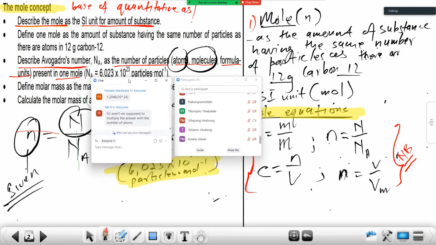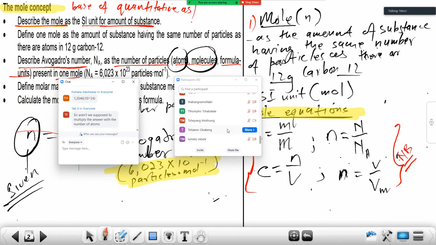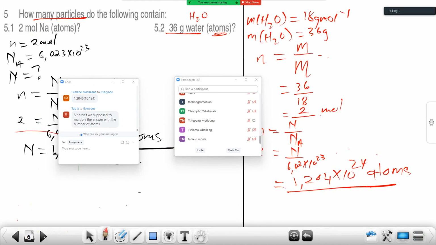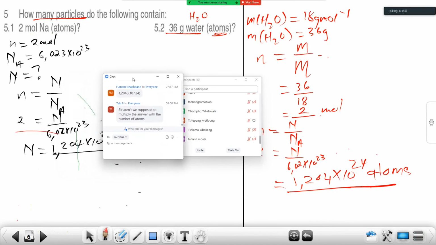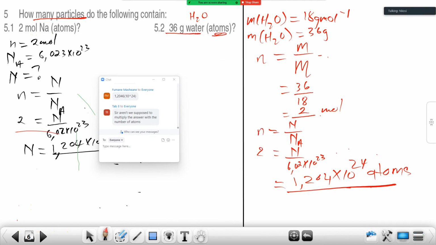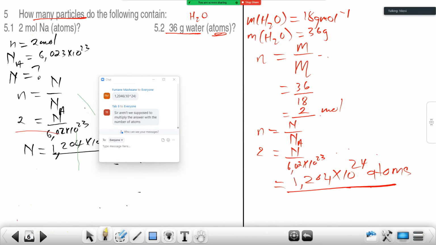Okay. The question here is, aren't we supposed to multiply the answer with the number of atoms? Let me go to that particular slide. This is the slide. Yes, tab 8. What we do here, we did multiply. Remember, for the purpose of time, let me switch this one off. Let me choose a different color for emphasis. This here, for us to get to our final answer.